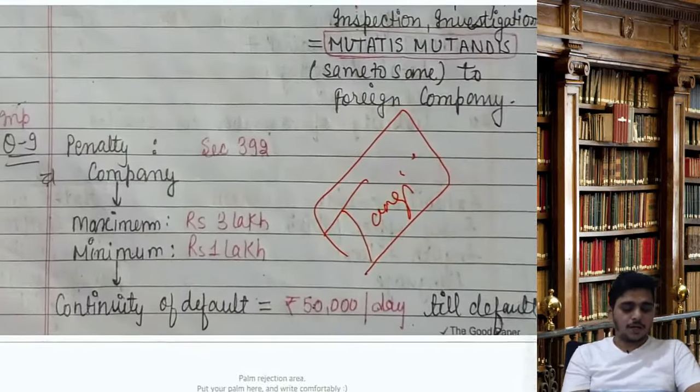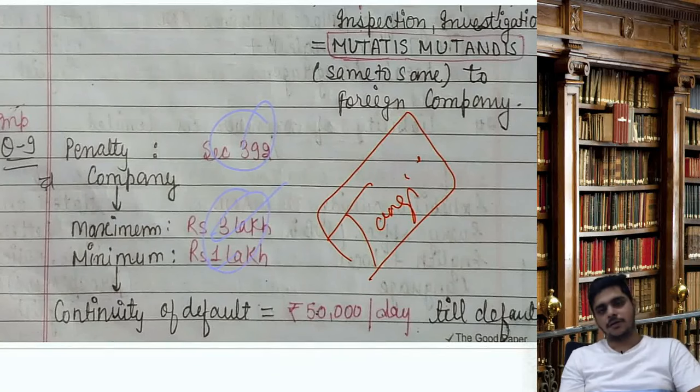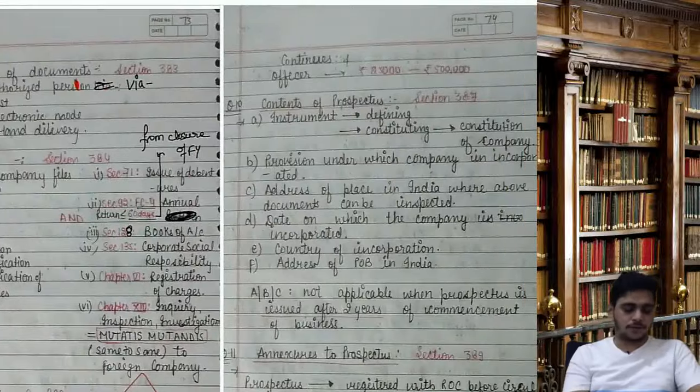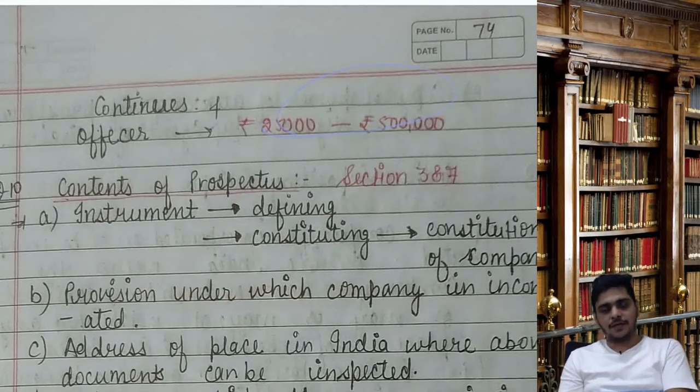Penalty, very important. Section 392: minimum 1 lakh, maximum 3 lakhs, plus 50,000 rupees per day till the default continues. For the officer, the fine is 25,000 to 5 lakh. This is a 4-mark answer. Officer 25,000 to 5 lakh; company 1 to 3 lakh and 50,000 per day.